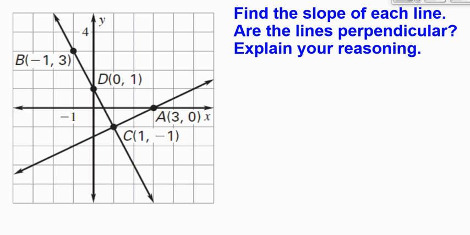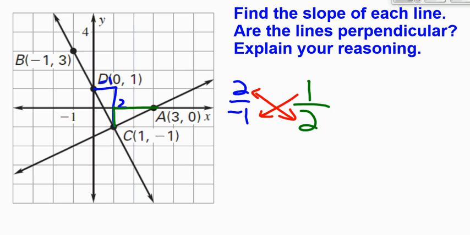Similar exercise, see if they're perpendicular, except now you're going to see if the slopes are negative inverses of each other or negative reciprocals of each other. So go ahead and find the slope of each line. This first line, I'm going to go up 2, left 1, so positive 2, negative 1. And the second line, I'm going to go up 1 over 2. So they are indeed negative inverses of each other. They have been flipped, and one of them has a negative. So they are perpendicular, yes.